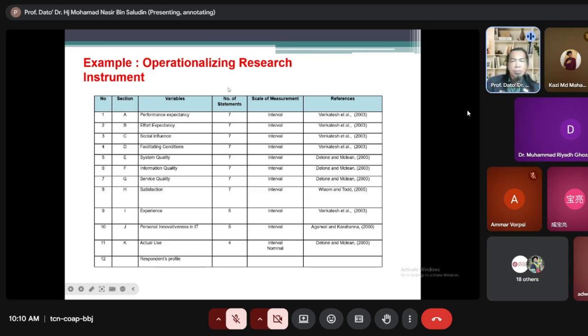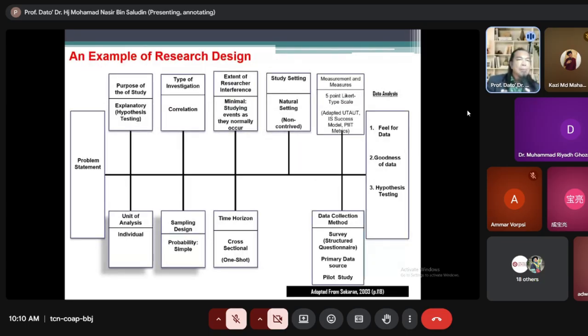If they have 16, you put 16. Scale of measure, interval, that is the reference from where this instrument or this item was created. These are the references. An example of research design.